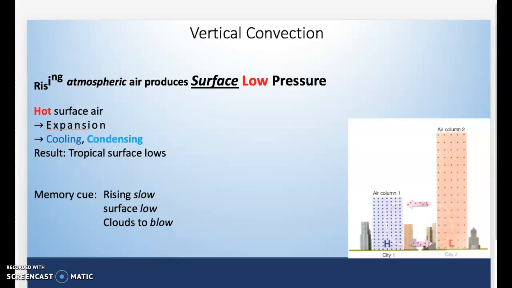Why did I put in rising slow? Because that air and that convection current will move slowly. Gravity will be pulling that air back down again. So you will have a buoyant force that is tempered in its speed by gravity. Rising slow, surface low, clouds to blow.